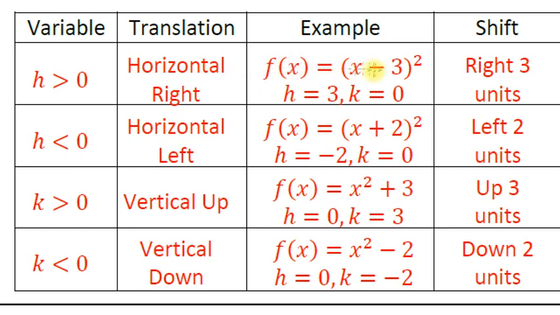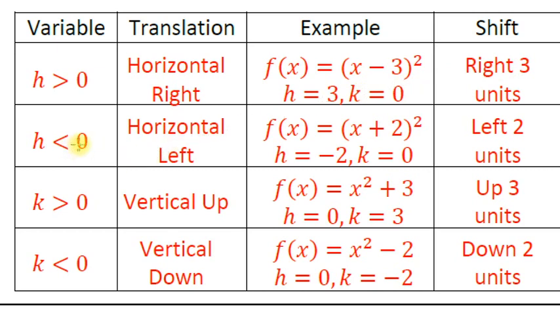F of x equals x minus 3 squared. Our h value here, remember you flipped the sign, is positive 3. There is no k value. This positive 3 shifts the graph right 3 units. So the vertex is not going to be at 0, 0 anymore. It's going to be at 3, 0, because it's going to move 3 units to the right.